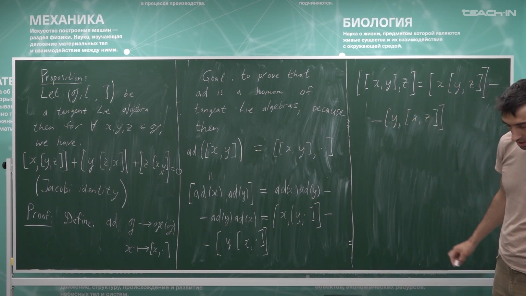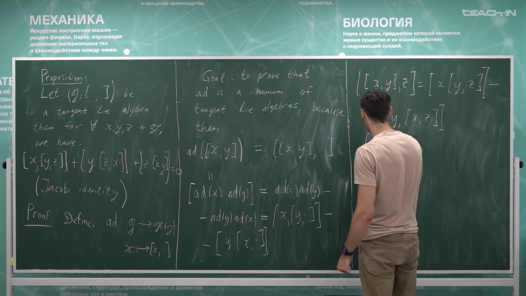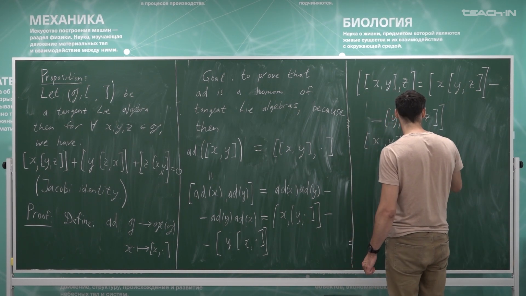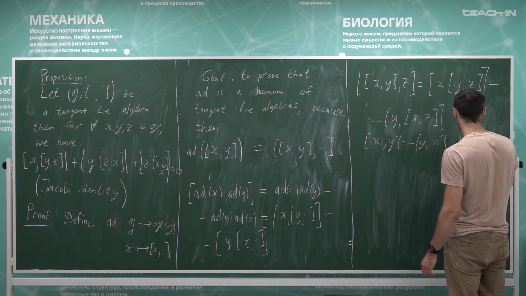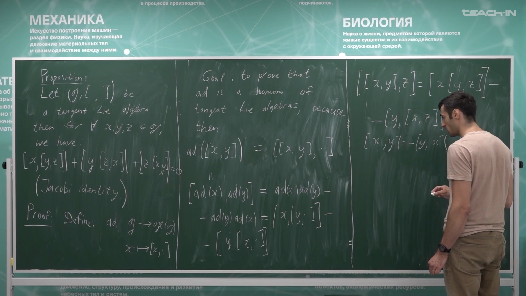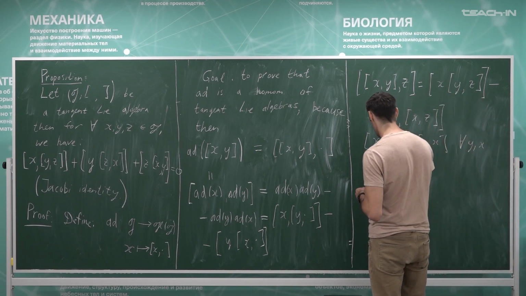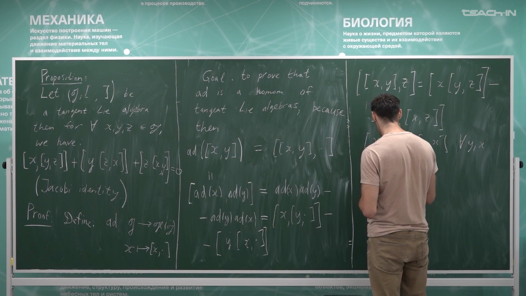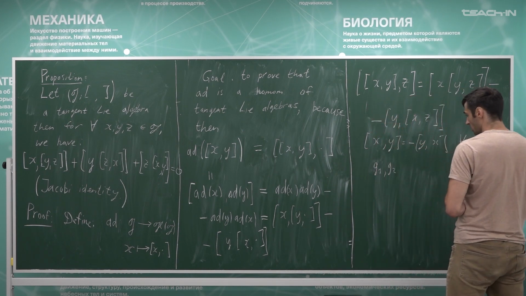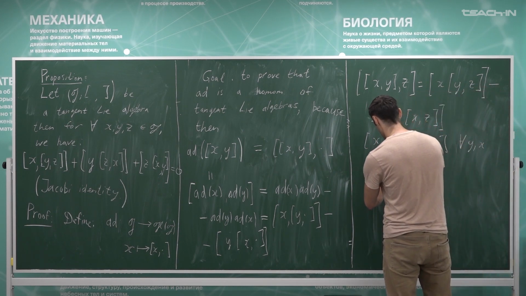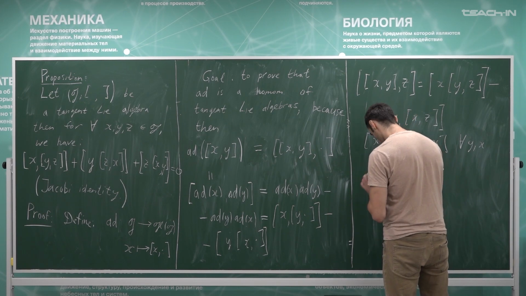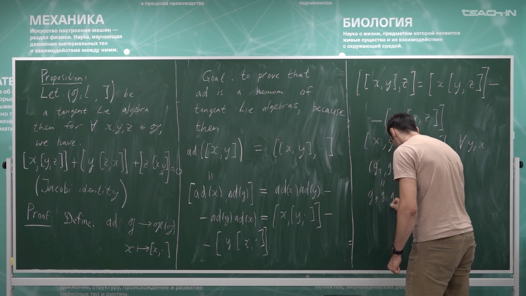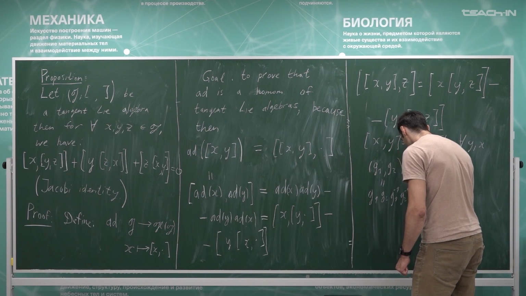Now I just need to use that [x, y] is minus [y, x] for any y and x. This is because the group commutator of two elements of the group, G1 and G2, right? Again, I remind you that this is G1, G2, G1 inverse, G2 inverse.